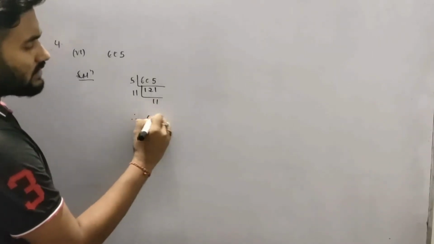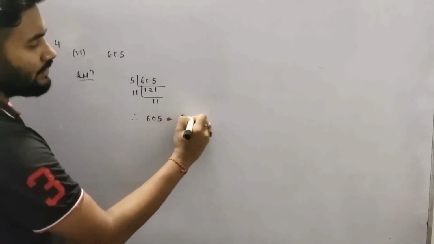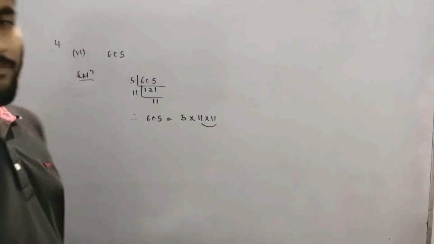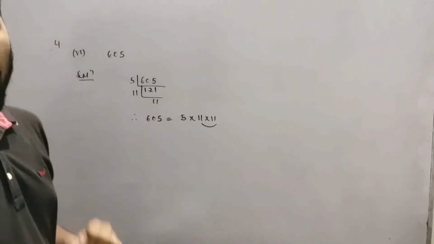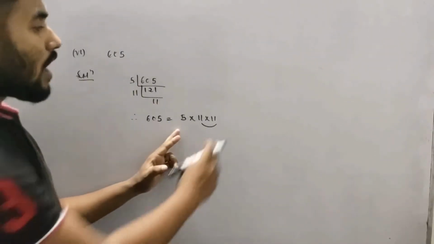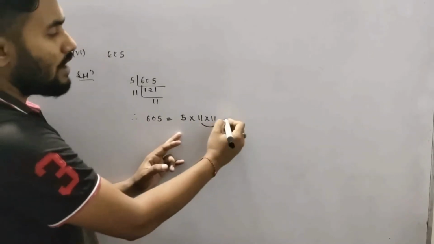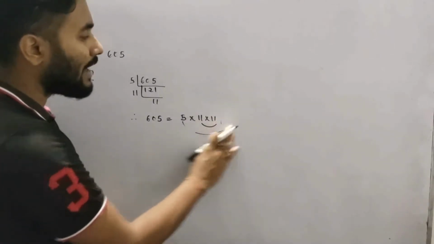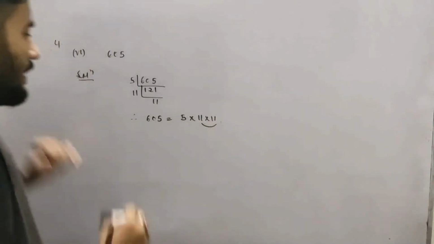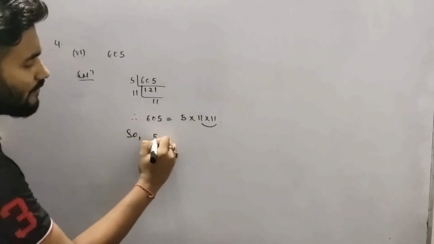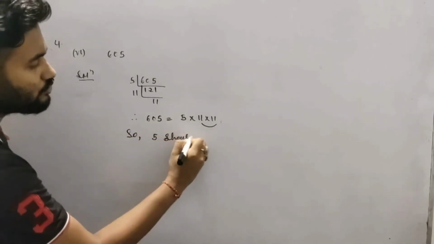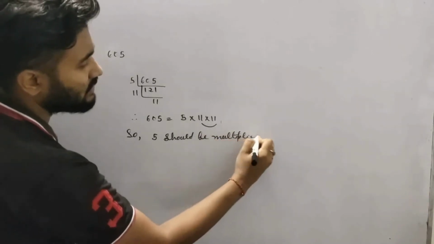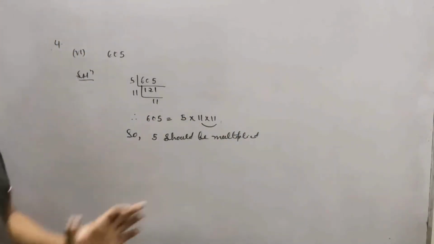So therefore 605 is equal to what? 5 into 11 into 11. So my 11 is in a pair. Which is single? 5 is single. So one more 5 is needed. Then only the 5 will be a pair. So what should be multiplied? 5 should be multiplied. Very simple answer, isn't it? Whatever is single, that should be multiplied.